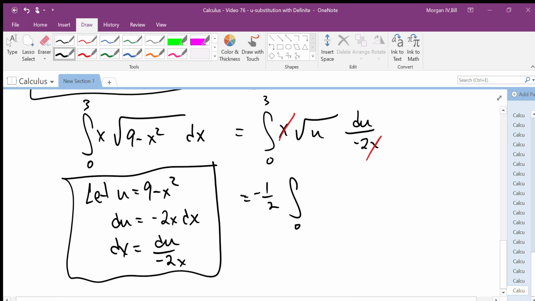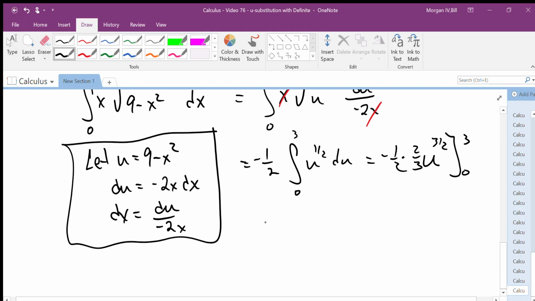I leave my 0 to 3 on the integral. This is u to the 1/2 du, and I'm going to integrate. Negative 1/2 times u to the 3/2 times 2/3, evaluated from 0 to 3. This is equal to negative 1/3 u to the 3/2 evaluated from 0 to 3.